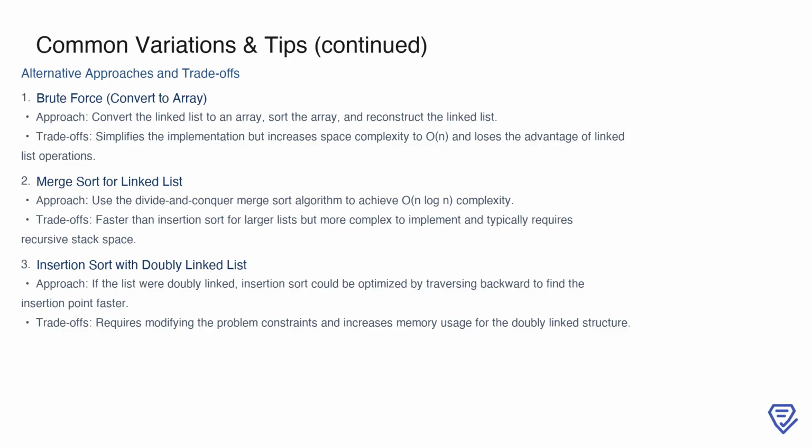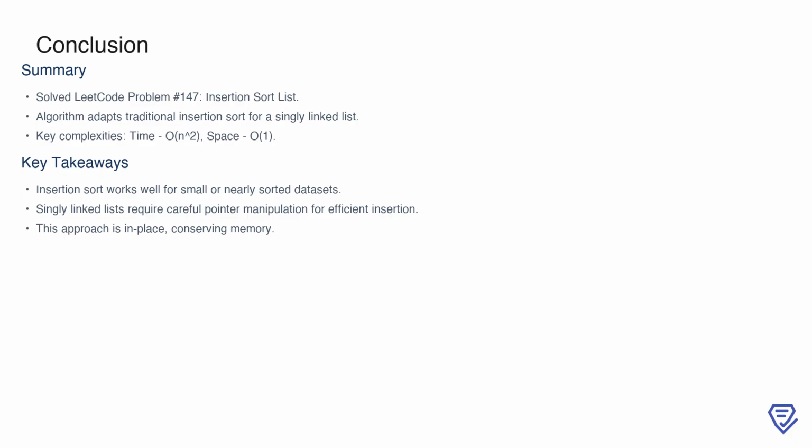The ability to traverse backward would allow quicker identification of the insertion point, reducing the time spent searching. However, this modification changes the problem's constraints and increases memory usage due to the additional pointers in a doubly linked structure. Each approach has its advantages and trade-offs, so the choice depends on the specific requirements and constraints of the problem. Great job completing this problem.